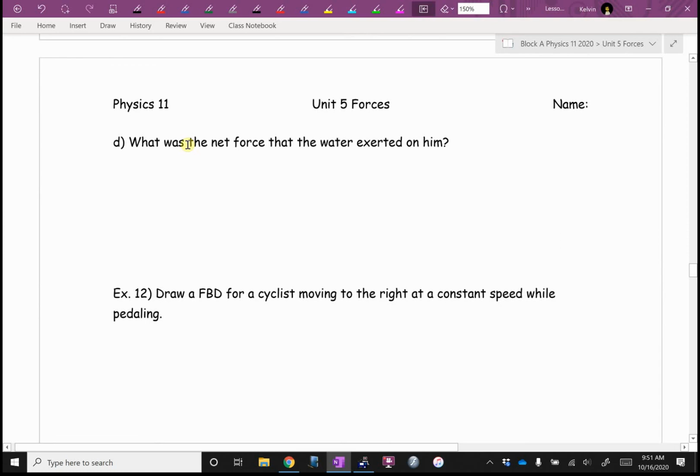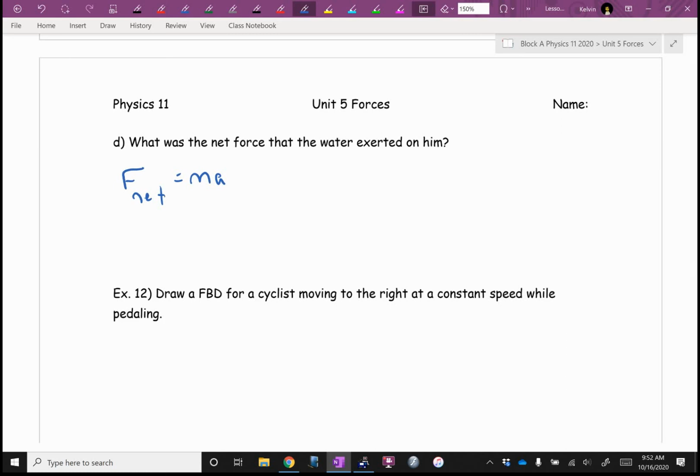What's the net force that the water exerted on him? If I was doing this from scratch, yes. But what did I find in part C? You know what? F net equals MA. I could go winner minus loser, and then I would have included the force of gravity. I could do the whole schmear.